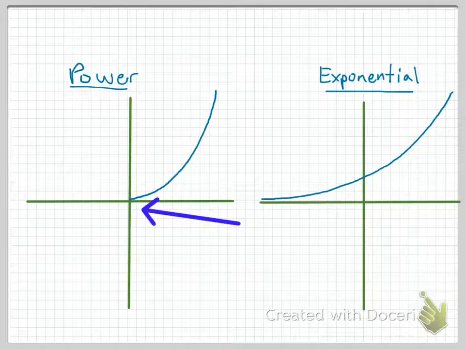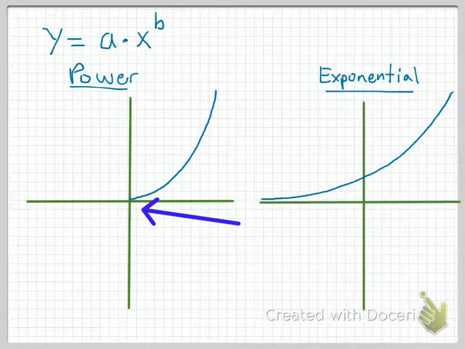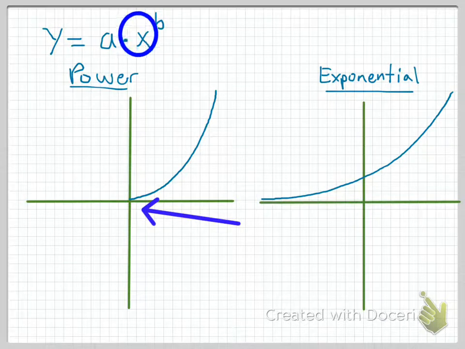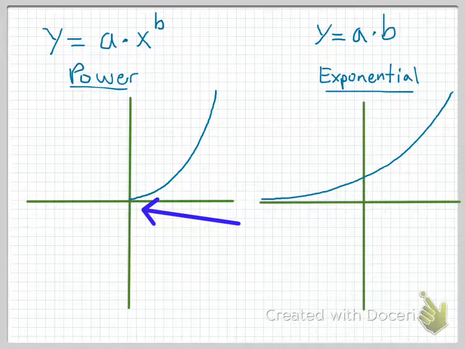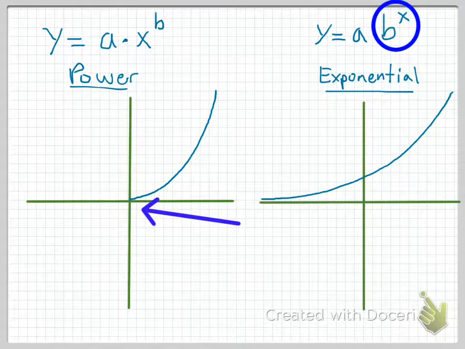Because if you look at the equation, if you have x being 0 right here, then that means 0 to the b, no matter what it is, is still going to be 0. So you get y equals 0. However, on the exponential function, if you have x being 0, where you have y equals a times b to the x, now b to the 0 becomes 1, so you actually intersect where y is not 0, it's a point above 0. Okay, so that's one easy way to tell the difference between exponential and power functions on a graph.